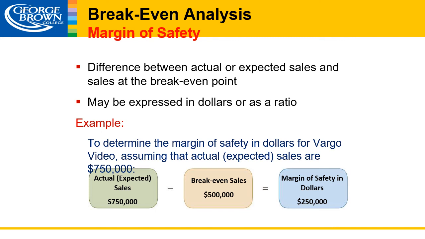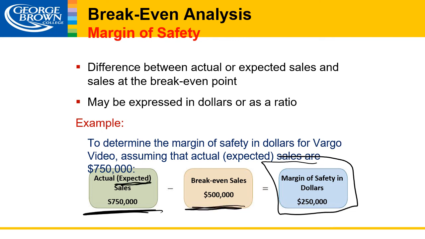So you take your actual sales. In this case, we're calculating the margin of safety in dollars. We're taking our actual sales of 750,000, or this could be expected or budgeted. Once we subtract the break-even point in sales, it tells us that we have a $250,000 buffer, or margin of safety, where sales could decline and only hit our break-even point. So we've got a $250,000 gap where sales can decrease to a point where we're going to make 0 profit.